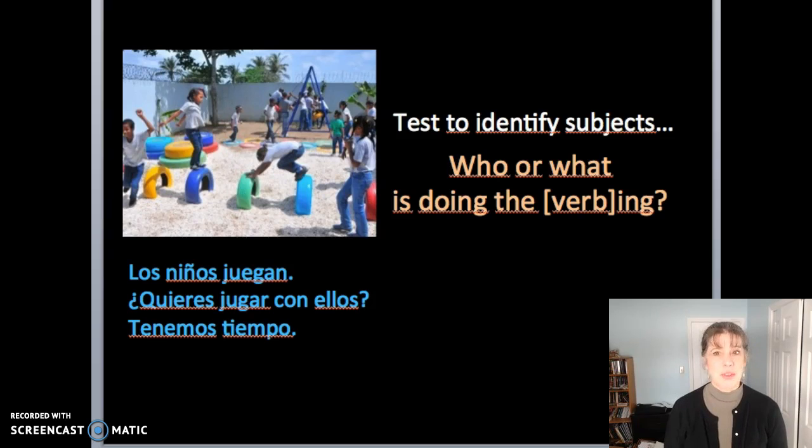Third sentence, same thing. It says tenemos tiempo. Tenemos is the nosotros form of tener. The only possible subject for that sentence is nosotros. So it can only mean we have time.